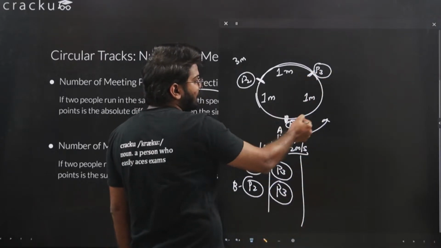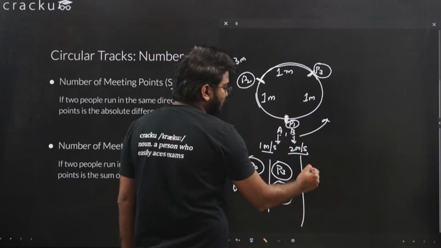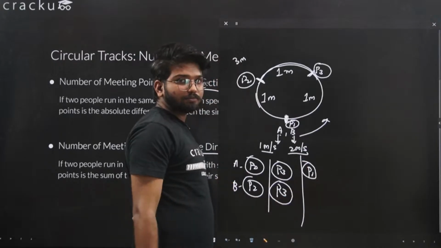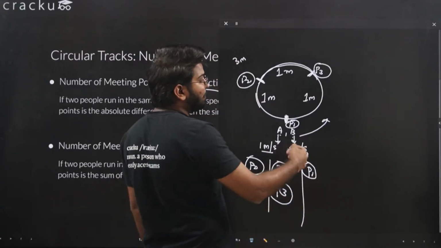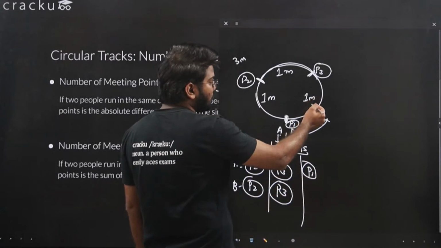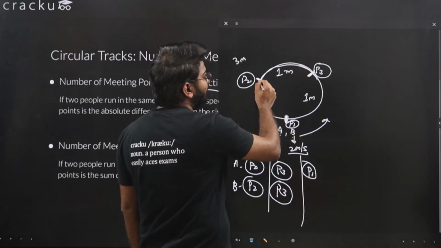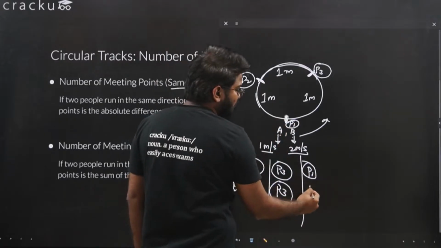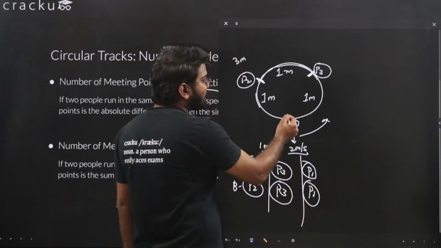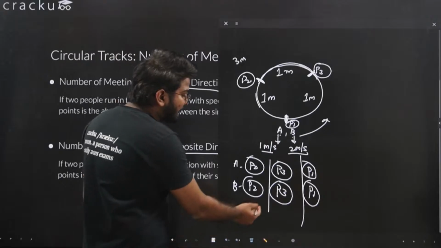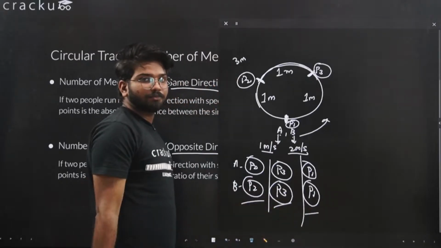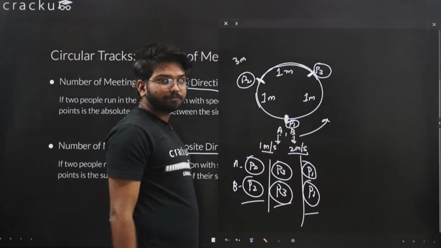A will come back to the starting point P1 after 1 second. B will also come back to the same point, because B is at P3, so he needs to go P3 to P2 and P2 to P1. Again, they both are at the starting point, and they meet at all 3 points. Again, this cycle will go on.